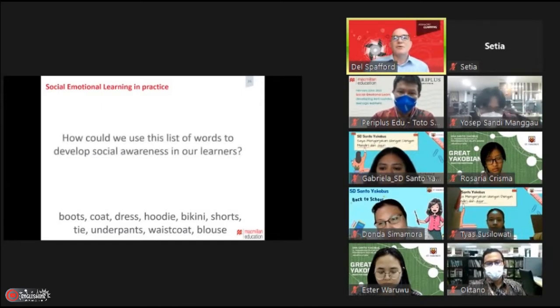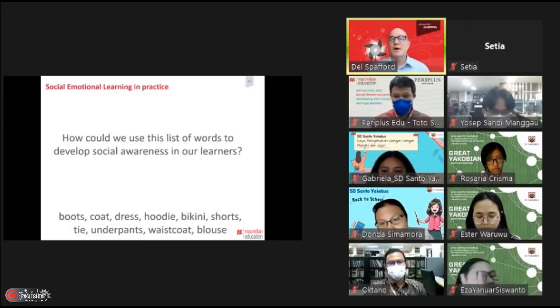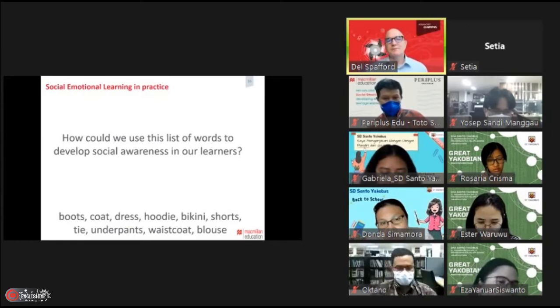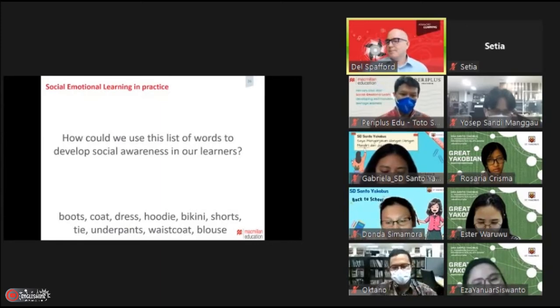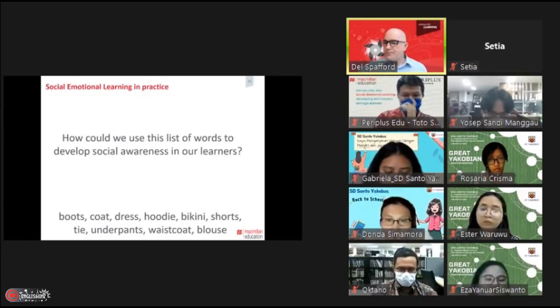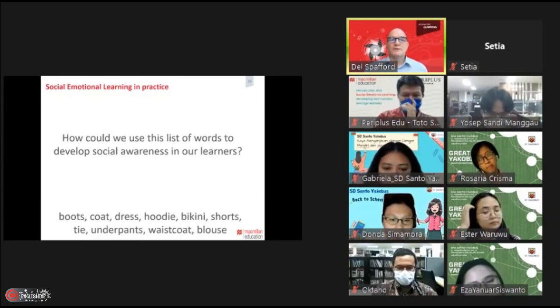Now, how could we use this list of words to develop social awareness in our learners? What could we do? Yes, it is cheaper for sure, and it's better for the environment as well. Many reasons why we should recycle. How could we use this list of words? What could we do with it? Any ideas? I'll give you a minute to think about it. If you don't want to share, that's fine, but it'd be really nice to get your ideas. And specifically in the area of social awareness.